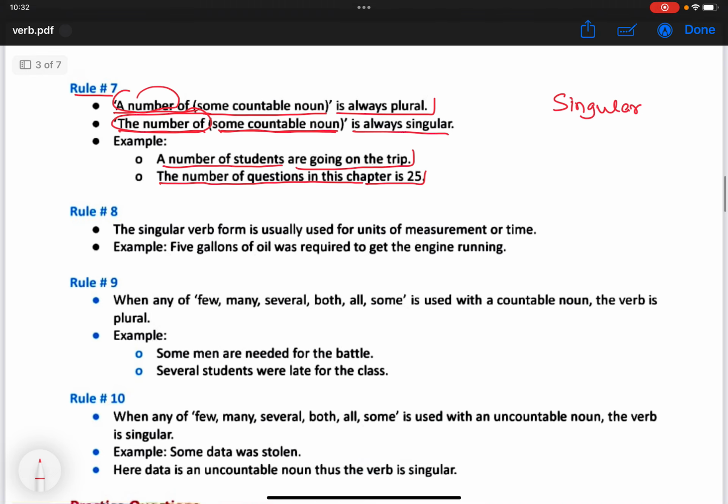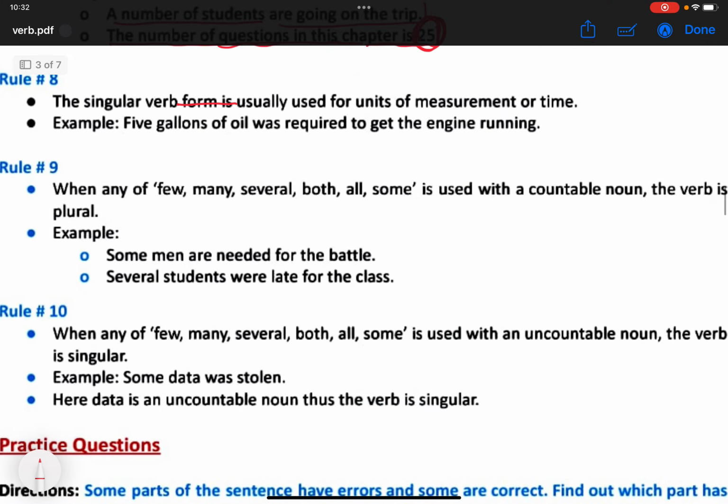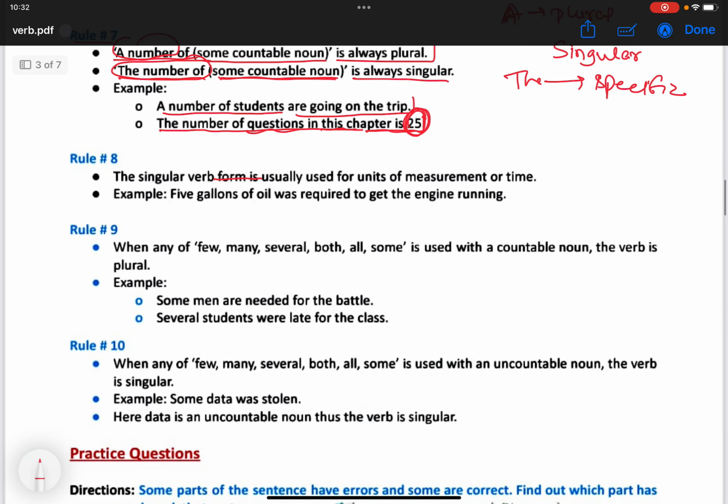ठीक है. A number of होगा तो फिर क्या आएगा, plural. क्यों आएगा? क्योंकि "the" किसी स्पेसिफिक चीज के लिए आता है. ठीक है. The number of questions in this chapter is 25. A number of तरीके, a number of students are going on a trip. कितने नंबर हैं? राम जाने.